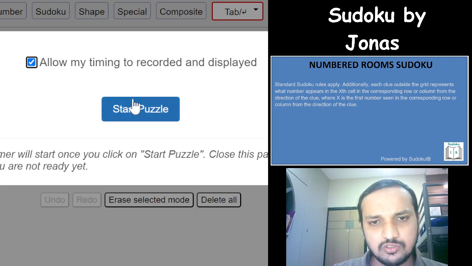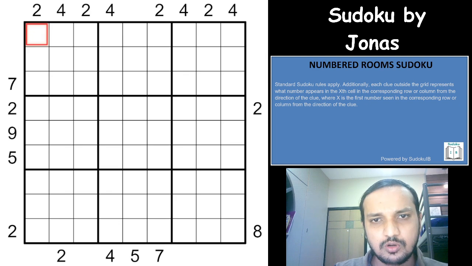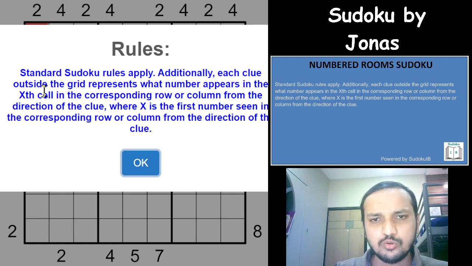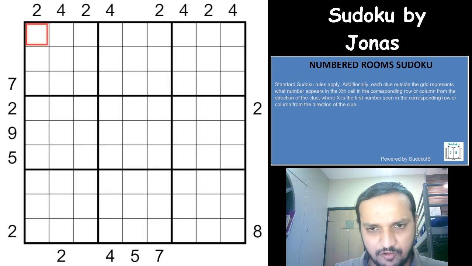And now coming back to this Sudoku, I will start the puzzle. So numbered room Sudoku, I will just show what the rules are. Standard Sudoku rules apply. Additionally, each clue outside the grid represents the number that appears in the xth cell in that corresponding row or column from the direction of the clue, where x is the first number seen in that corresponding row or column.